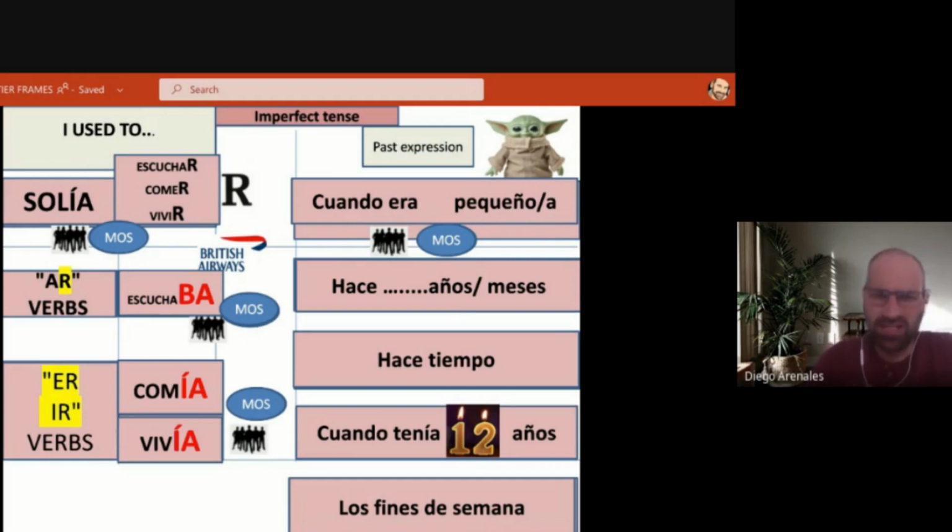Now, let's try to see this in a real writing bullet point from your past paper, and then we can see how we can use this in a real exam. Let's do it.